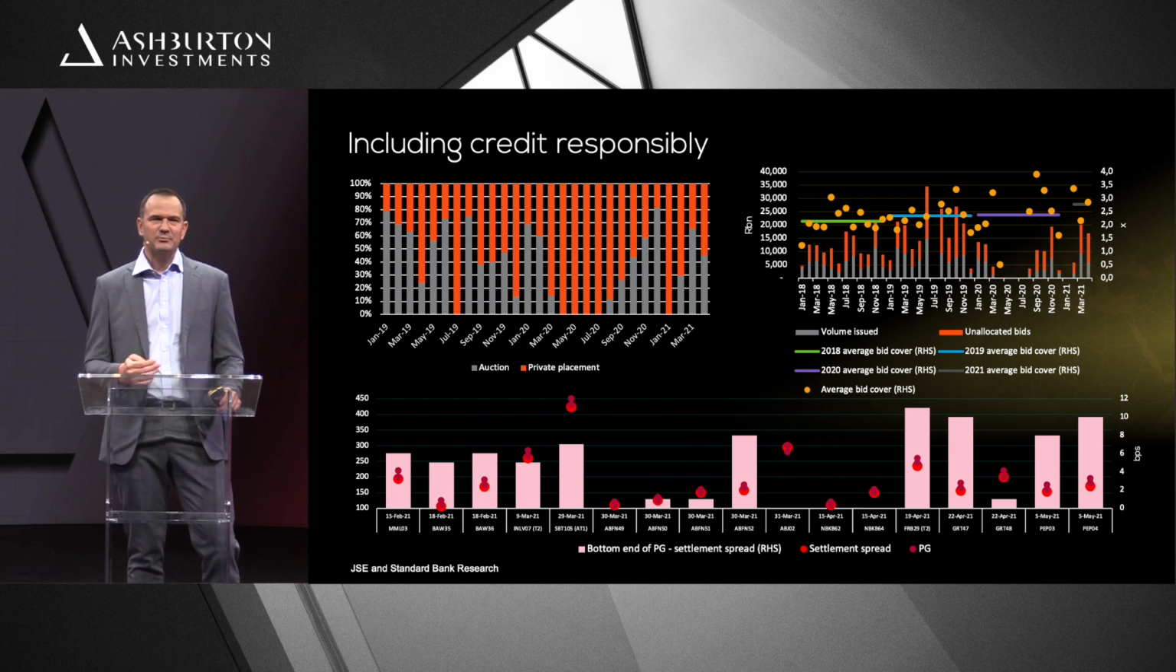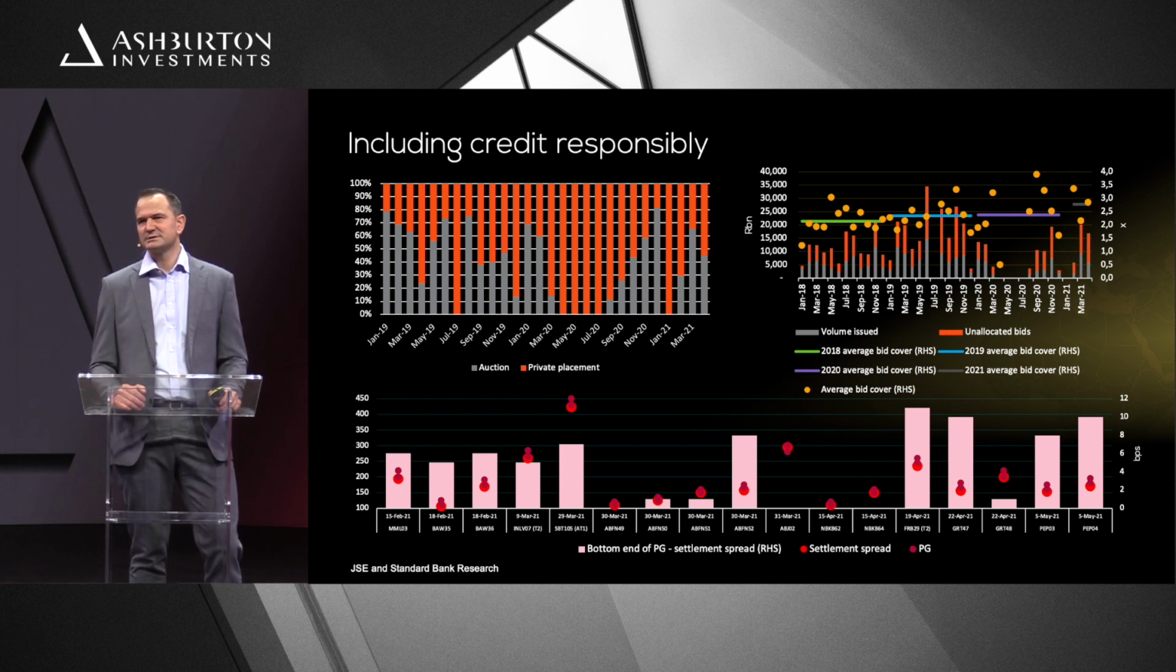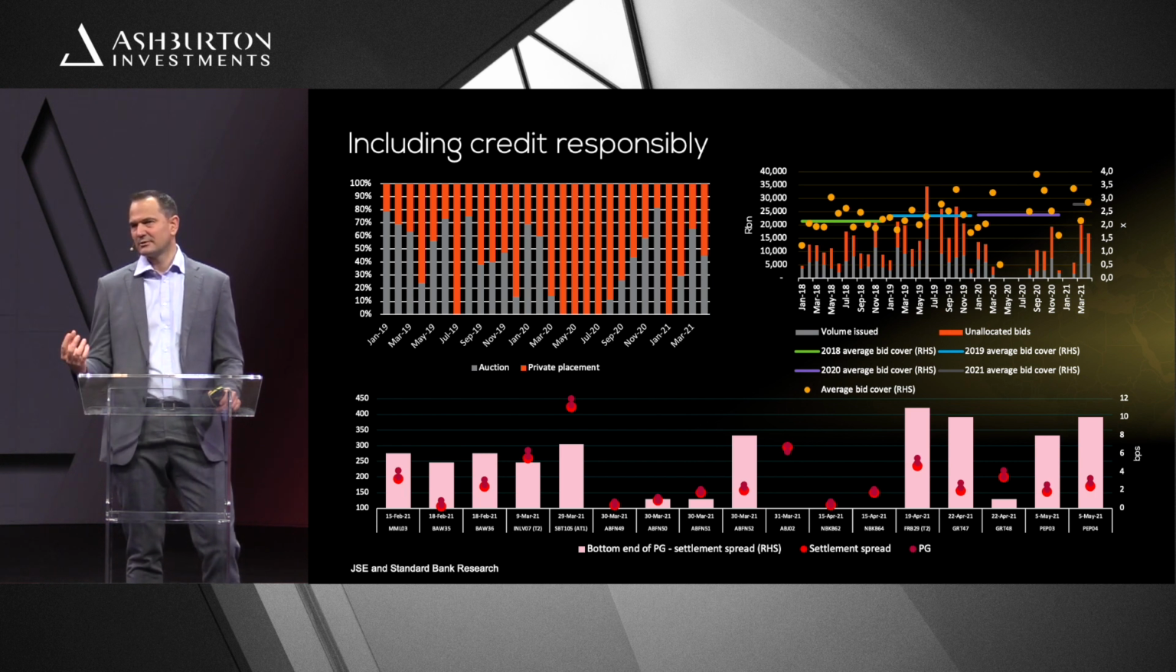The private placement domain is one where the smaller income managers really don't have the scale to participate. So they've been starved of paper in that primary market. And to me, this is quite a large driver behind that tightening credit spread environment.